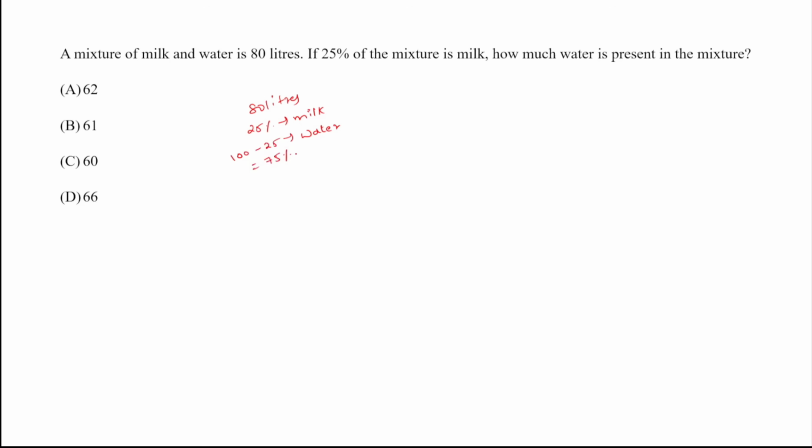So 75 percent of water is present in the mixture, and we need to calculate the exact liters. For that, you need to calculate 80 into 75 by 100.